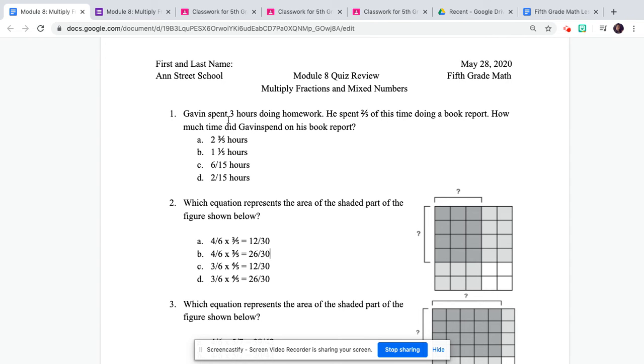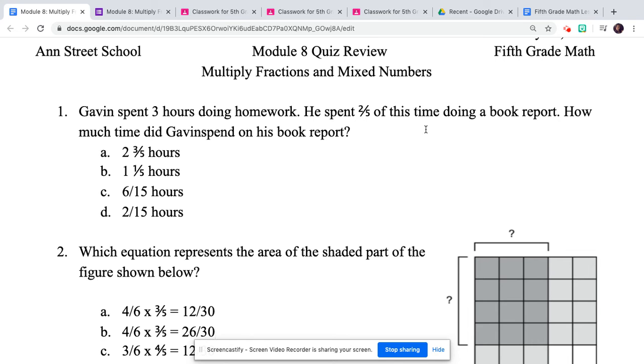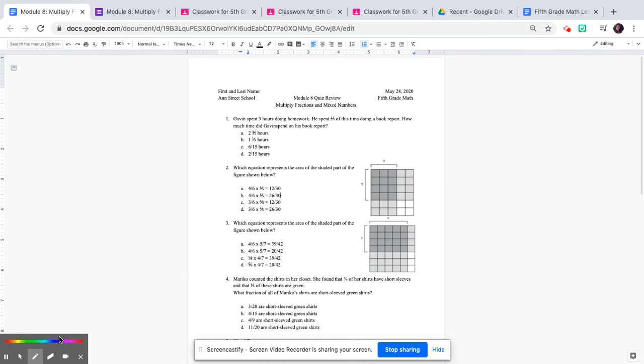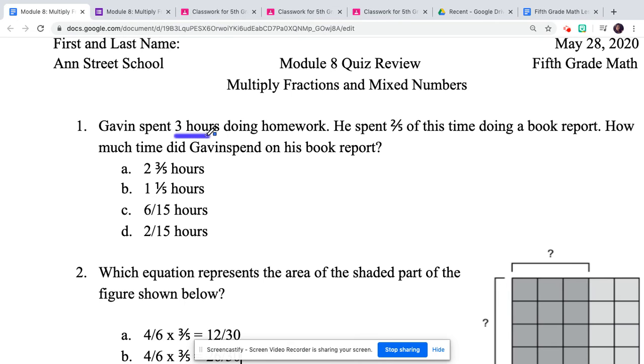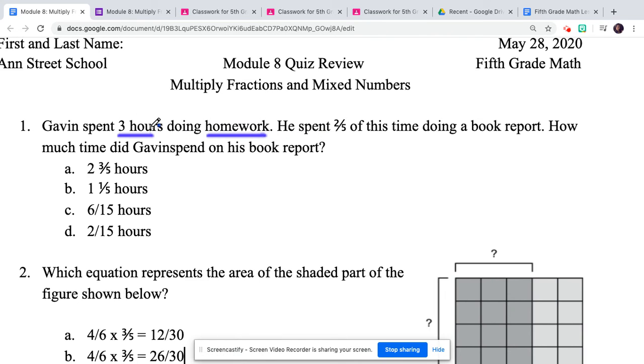Okay, so number 1, it says that Gavin spent 3 hours doing homework. He spent 2/5 of his time doing a book report. How much time did Gavin spend on the book report? Okay, so I know the total amount of time in hours that he spent doing his homework. He spent 3 hours on homework, okay? But 2/5 of this time, he was doing book report. What they want to know is how much time did Gavin spend on his book report?